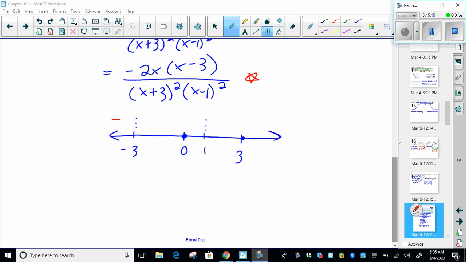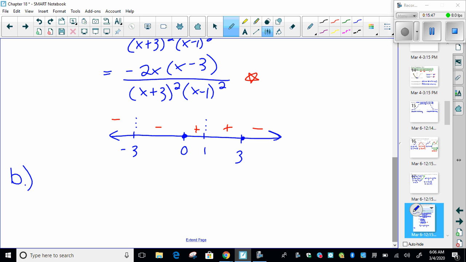And when you check all those values for everything in between, when I pick a number between negative 3 and 0, it's negative. Between 0 and 1, it's positive. Between 1 and 3, it's positive. And greater than 3 is negative. So now I have my sign diagram. Part B says, then find the intervals where my original function is increasing or decreasing. Again, my original function is increasing or decreasing when my slopes are positive, increasing, negative, decreasing. 0 is switching possibly between the two.